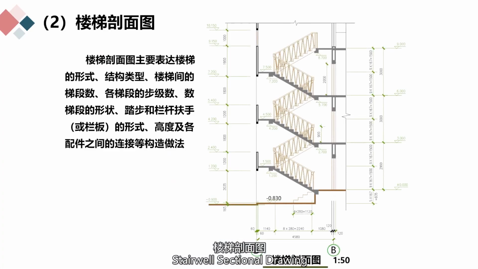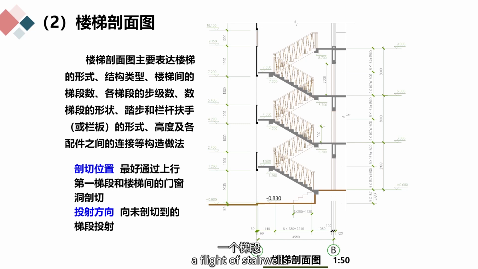Stairwell sectional drawing. Imagine using a vertical plane passing through a flight of stairwells and a door or window opening on each floor to cut open the stairwell case and project it towards the other uncut flight of stairwells. The resulting sectional drawing is called the stairwell sectional drawing. The stairwell sectional drawing mainly shows the length and height of the flight of stairwells, the number and height of the treads, the structural form of the stairwell case, and the materials used.